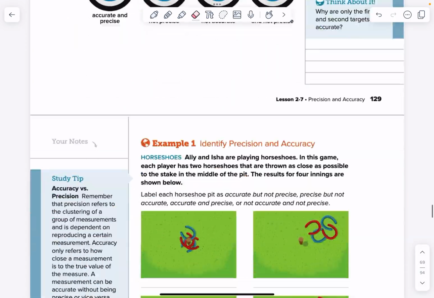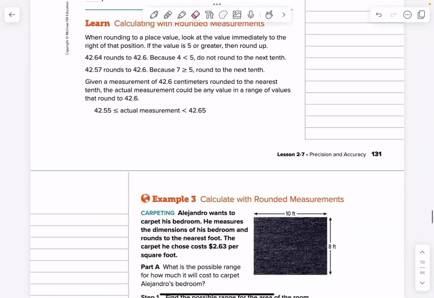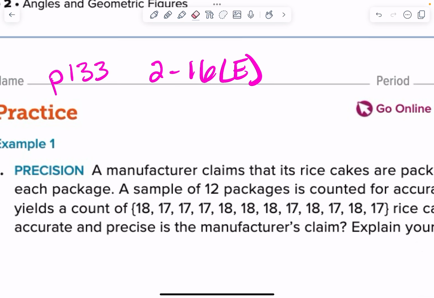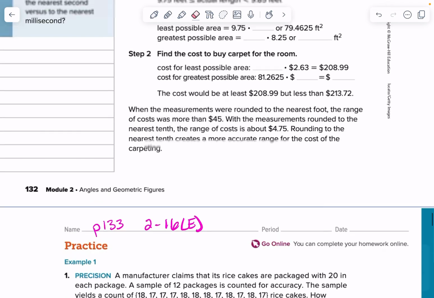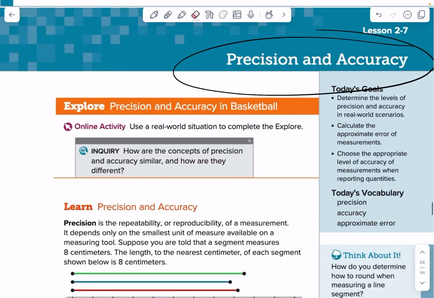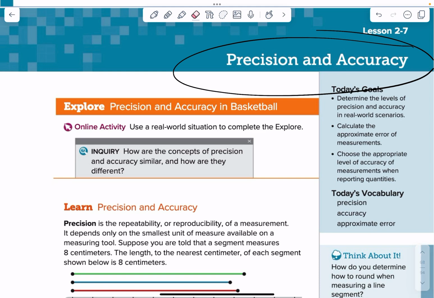So this one is precision and accuracy though. We're going to learn what the difference between those two are, but here is the homework assignment for this section. 133, 2 through 16 evens. Okay, so here we go. This is not going to take very long to go through, precision and accuracy.